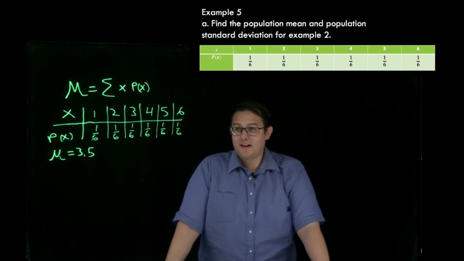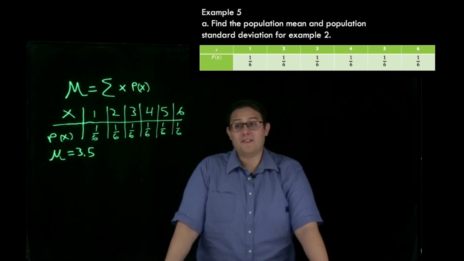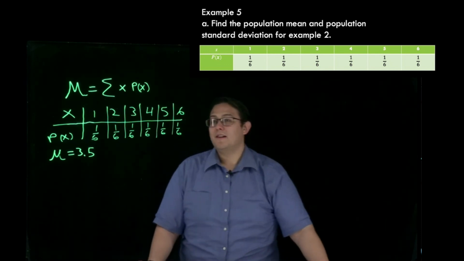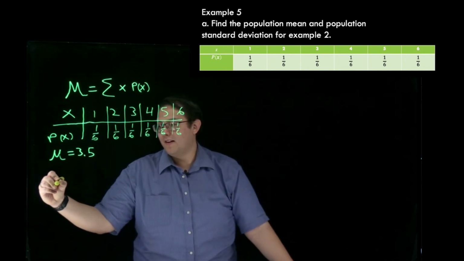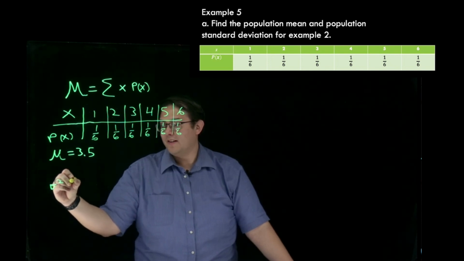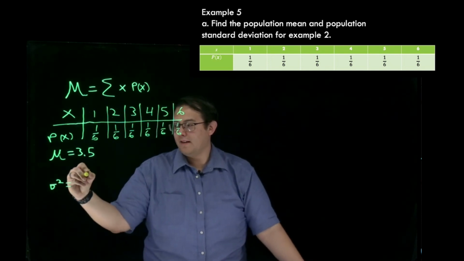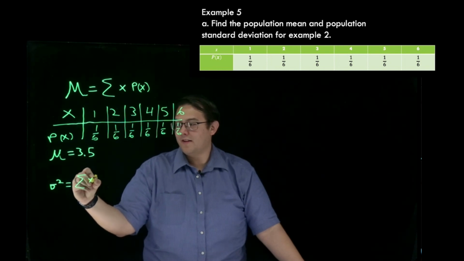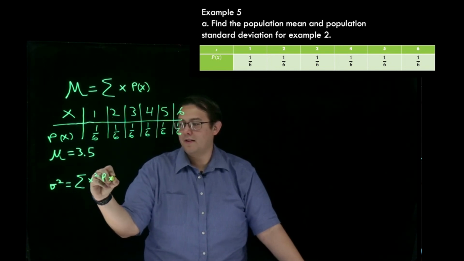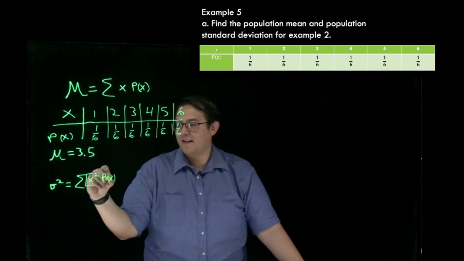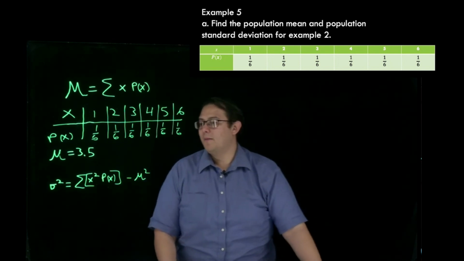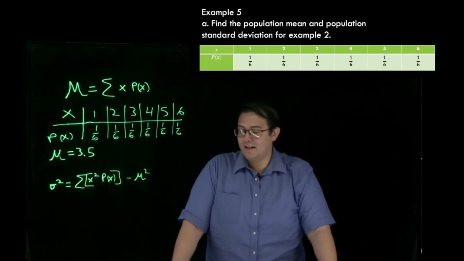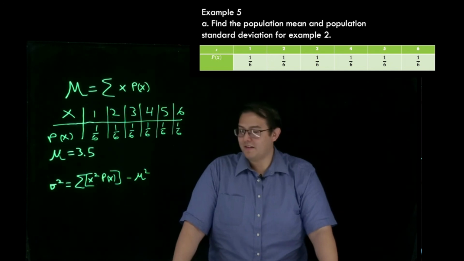So there are 2 parts of this question. The first one said find the population mean, and the second part says find the population standard deviation. So next, we're going for the population standard deviation. To get that, first we find the population variance. That's going to be sigma squared, and that is equal to the sum of x squared times p of x. So you have to do all of that, and then you have to subtract off mu squared. So that's the formula we'll be using to get the population variance.